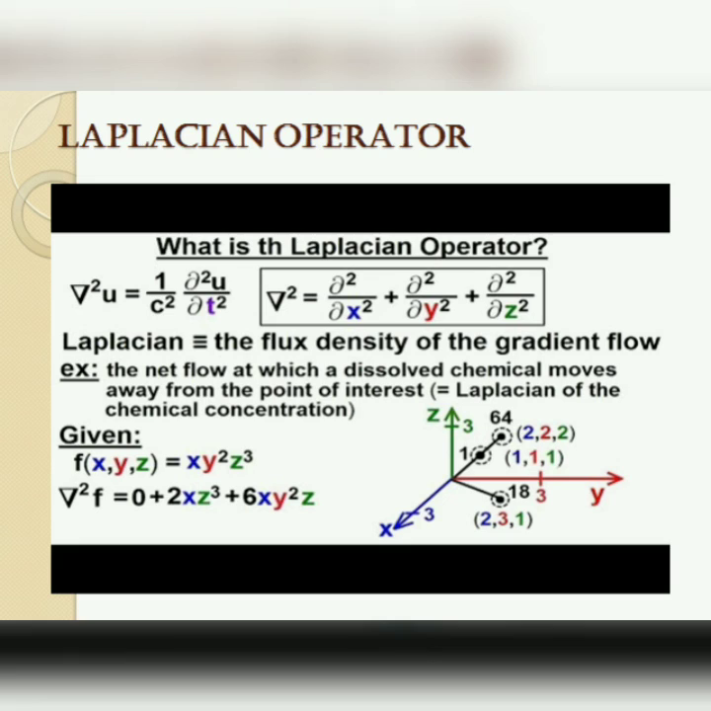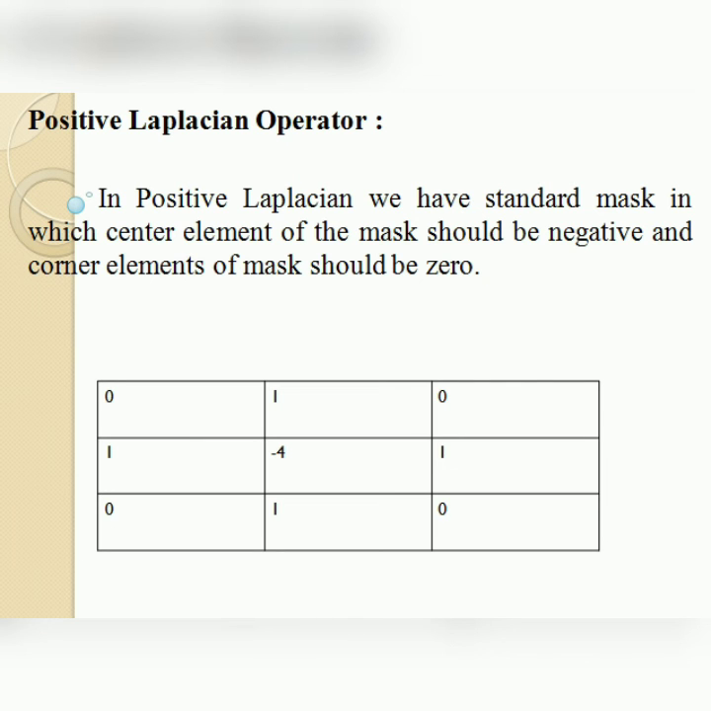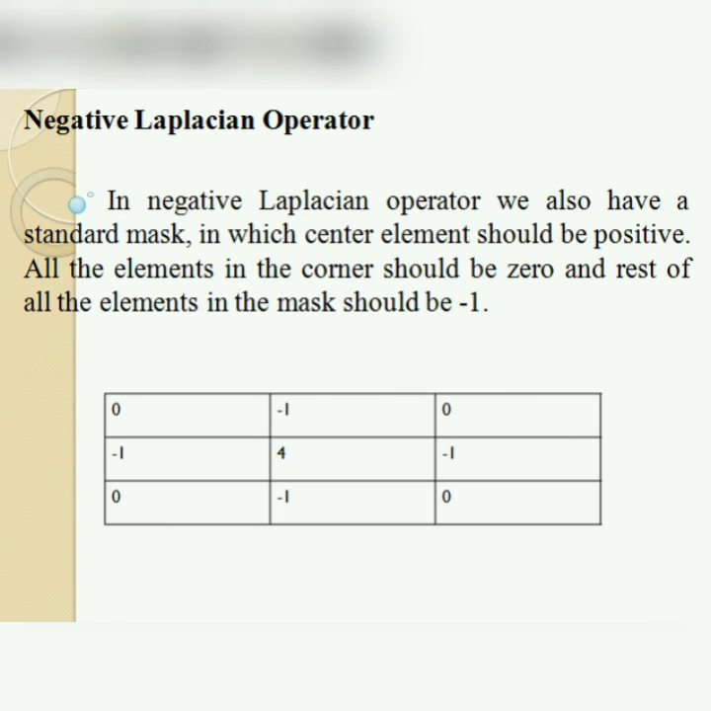We have to apply just one. If we apply the positive Laplacian operator on the image, then we subtract the resultant image from the original image to get the sharpened image. Similarly, if we apply the negative Laplacian operator, then we have to add the resultant image onto the original image to get the sharpened image. For the positive Laplacian, we have a standard mask in which the center element of the mask should be negative and the corner elements of the mask should be 0. Whereas in the negative Laplacian operator, we also have a standard mask in which the center element should be positive and all the elements in the corners should be 0 and the rest of the elements in the mask should be -1.